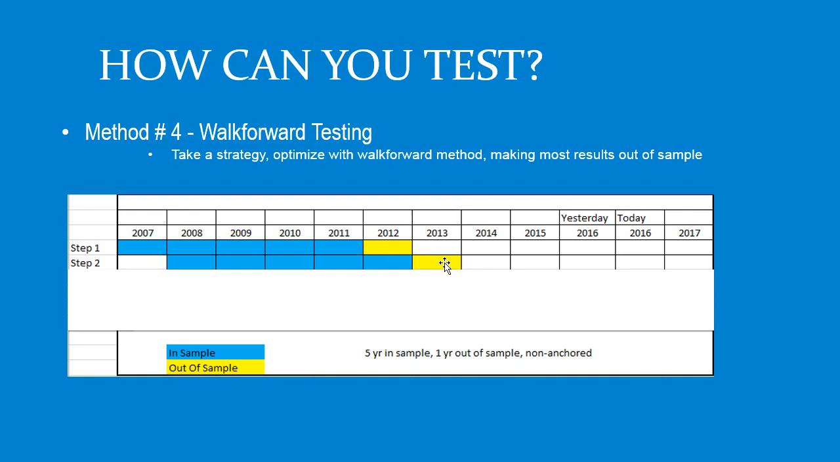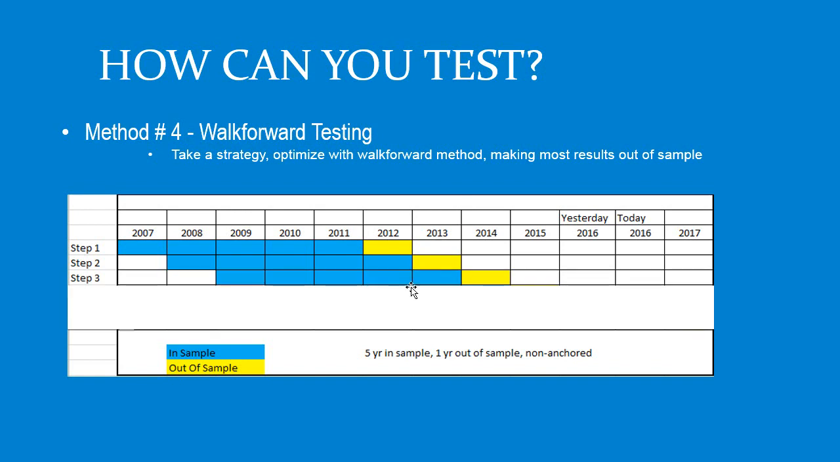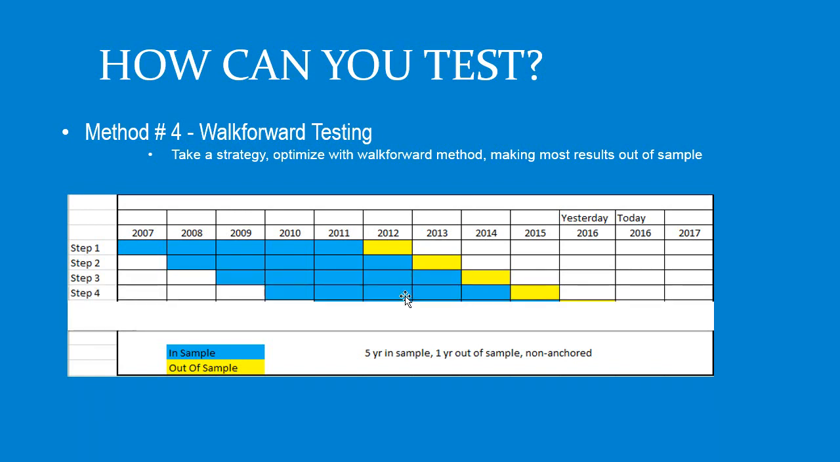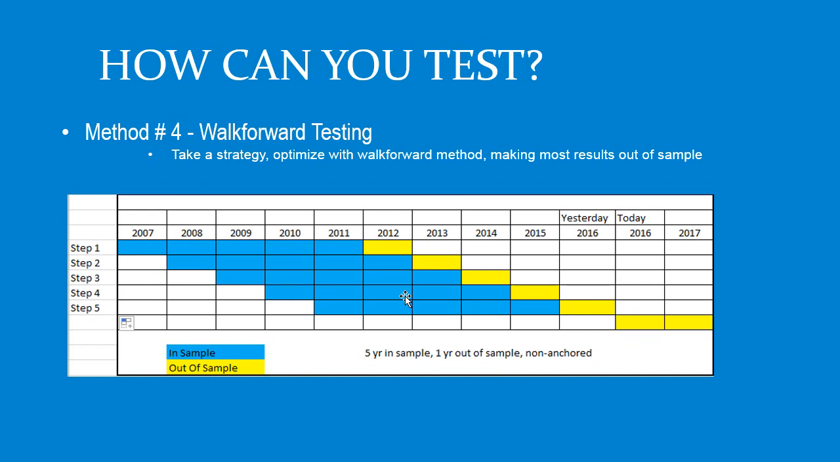And you run that on 2013. And you keep going step by step until you get to the present day. And what you end up with are all these yellow periods, which you put together will give you your out of sample period. Now you might notice, if you recall what the previous three charts look like, there was a limited amount of yellow, which is the out of sample.